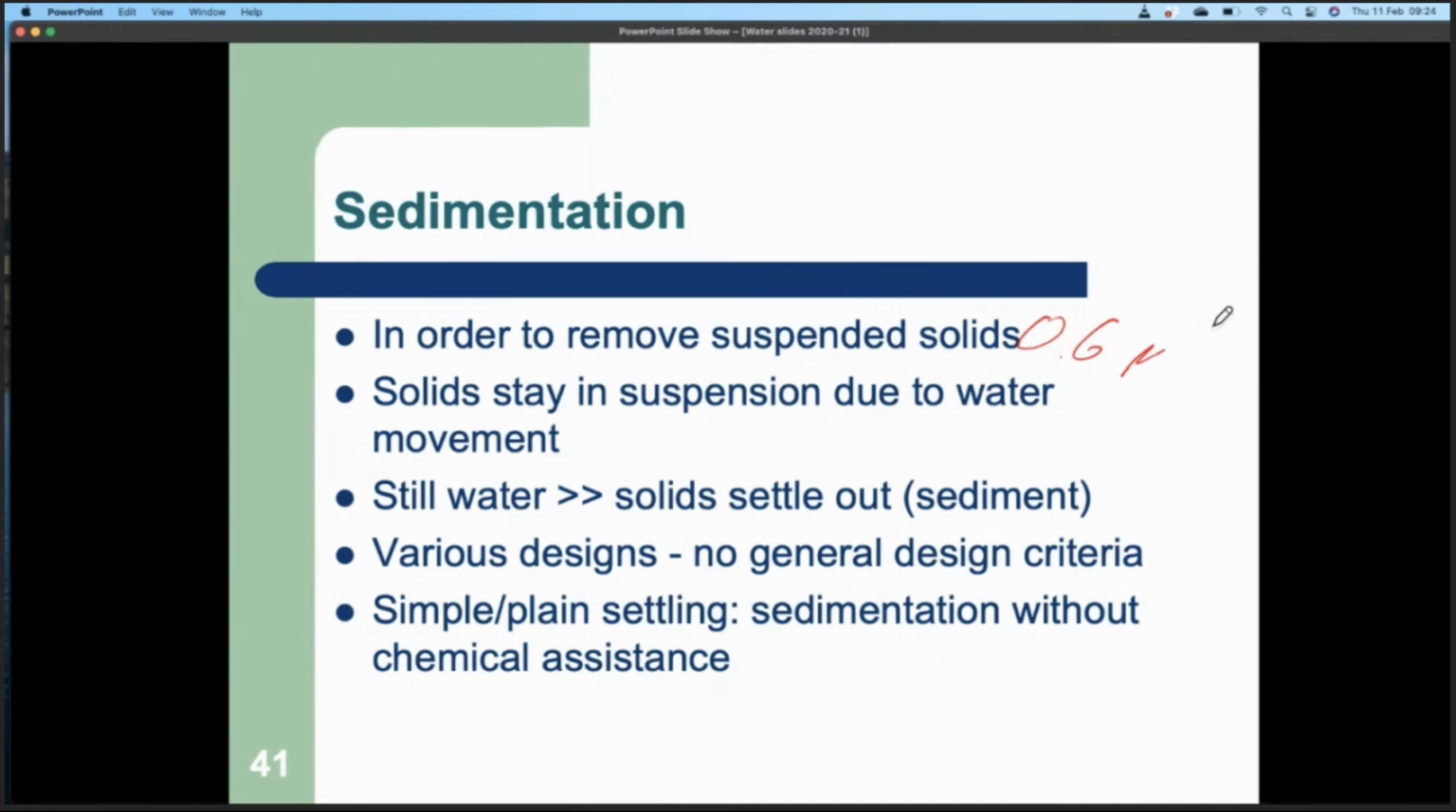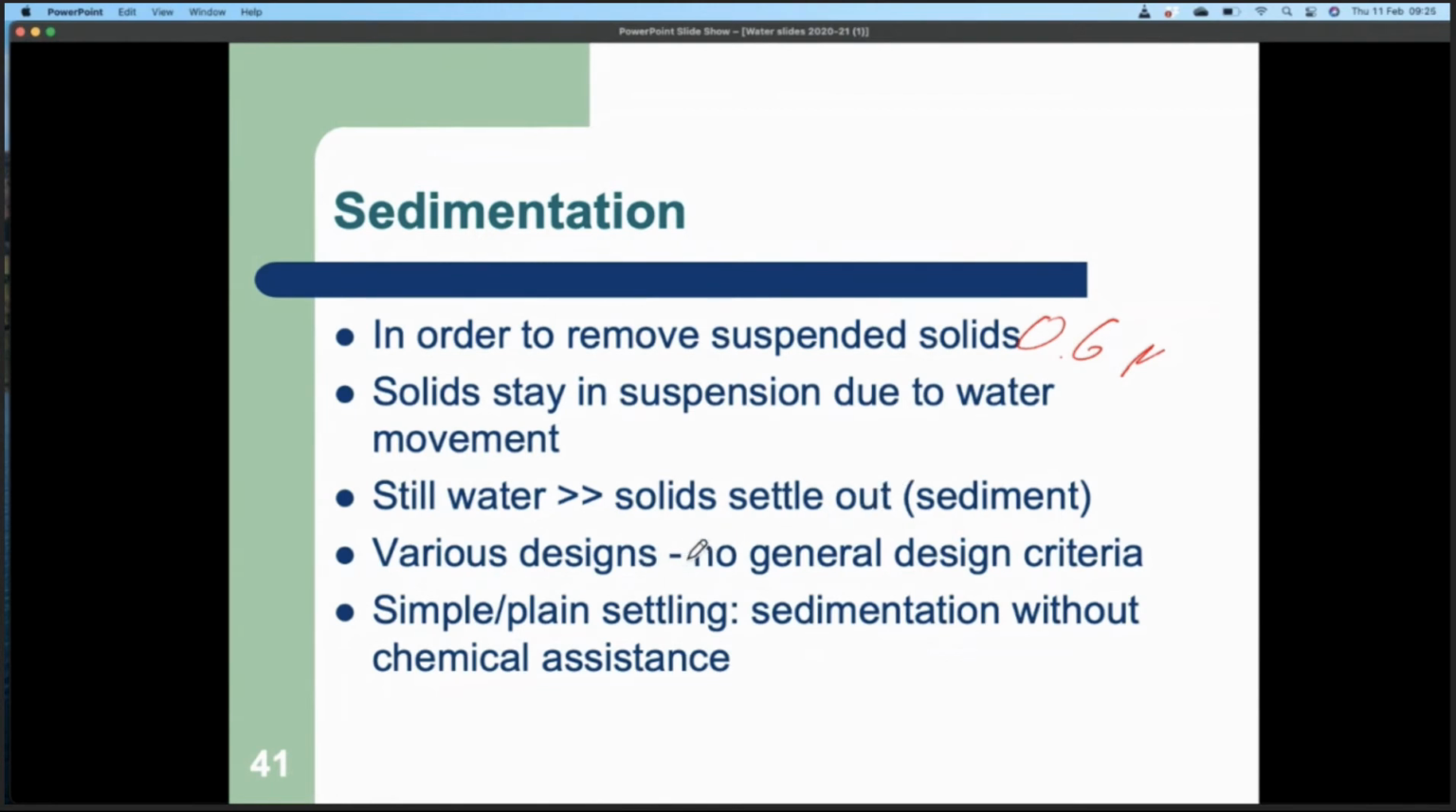The more you have really finely ground up material, the harder it is to get sedimentation to work. So what you need for sedimentation is still water, because you want no water movement. Water movement will keep these particles in suspension and constantly stir them up. So you leave the water standing, and then the solids settle out, and that's your sedimentation.